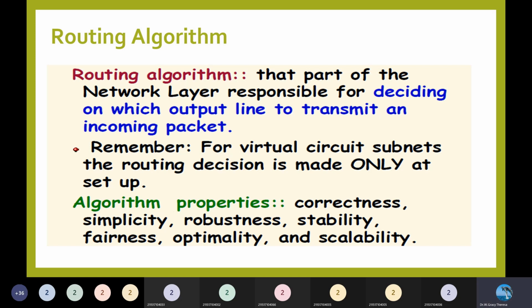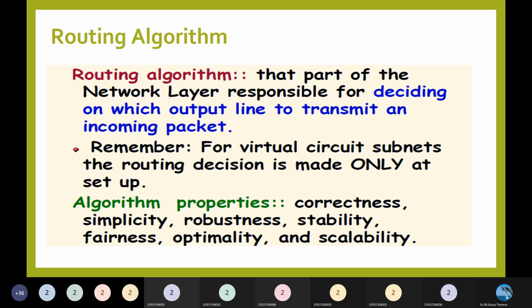For example, if it is a virtual circuit, the decision is made only at the time of setup. When we set up our initializing system, at that time the routing algorithm has to be set up and a decision has to be taken. There are various algorithm properties, because routing algorithms play a vital role in updating the routing table: correctness, simplicity, robustness, stability, fairness, optimality, and scalability. These are the various properties that algorithms have in order to maintain and update the routing table.